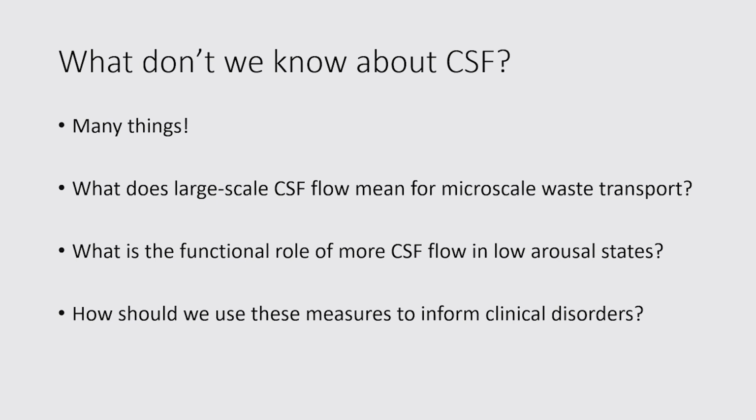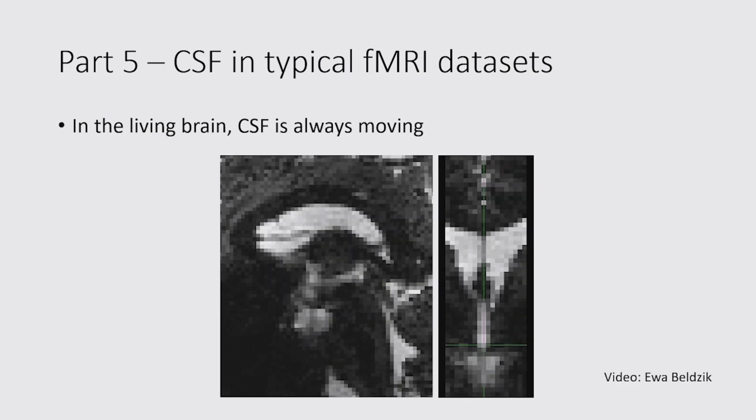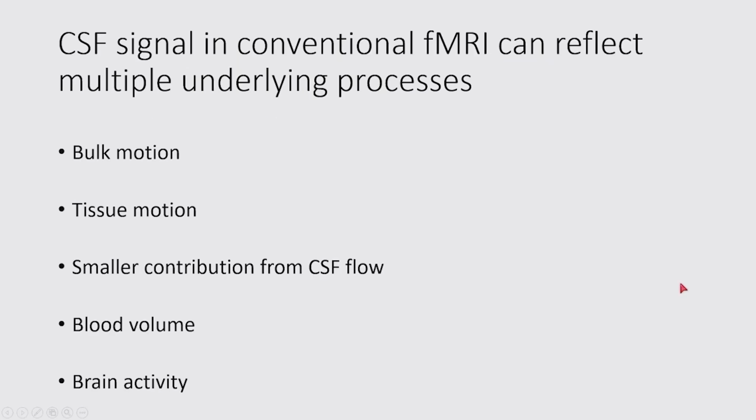And just to quickly wrap up, I'd like to talk about what this means if you're just doing fMRI and not looking at CSF flow. And as you can see, the CSF is always moving, in this case actually by quite a bit. And so the CSF signal in fMRI is often regressed out, and that's because of this first point, the concern that CSF signal is really representing bulk motion, which is definitely the case. However, even in a typical fMRI data set, there's often going to be smaller contributions to the signal from flow, which can actually also be related to blood volume and brain activity.